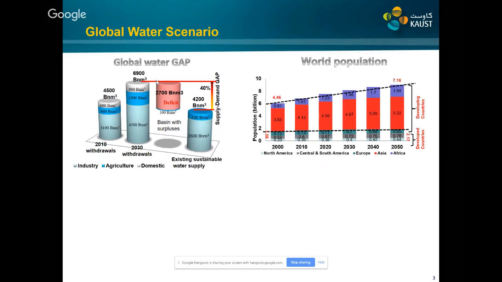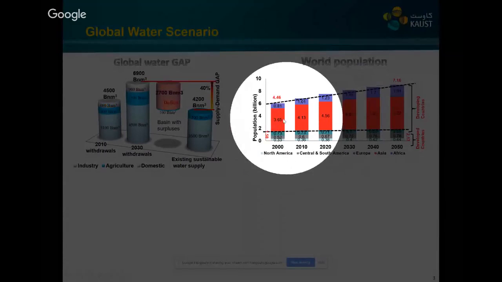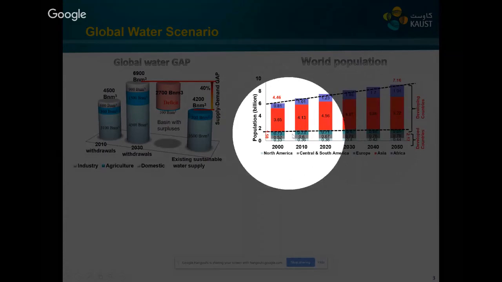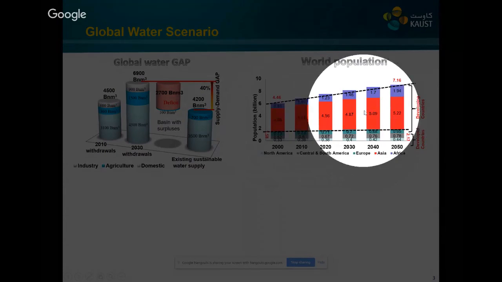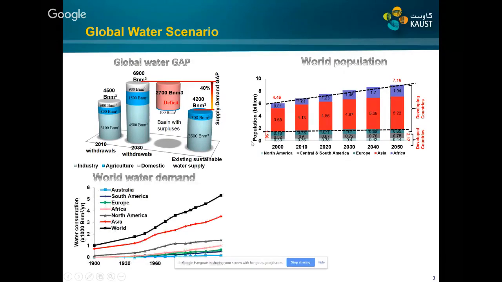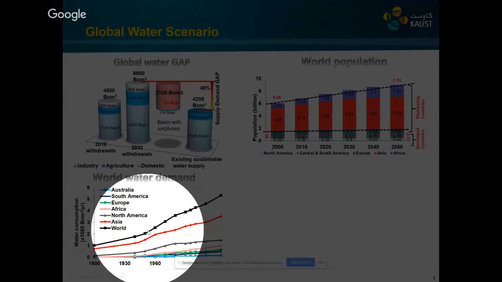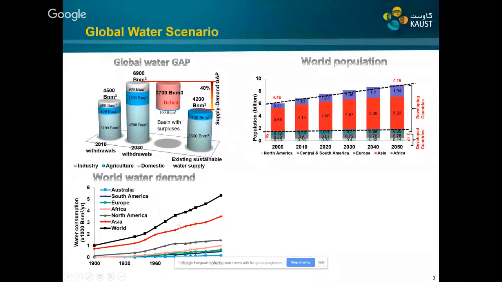The availability and the demand is actually majorly driven by the world population. We can see very clearly that in developed countries, the population increase is not so much, but in the developing countries, the population increase is very high. Because of this, we can see that in the developing countries, specifically in the Asian region, the water consumption is very high. One of the reasons is the population increase in this area, and secondly, the GDP growth rate.